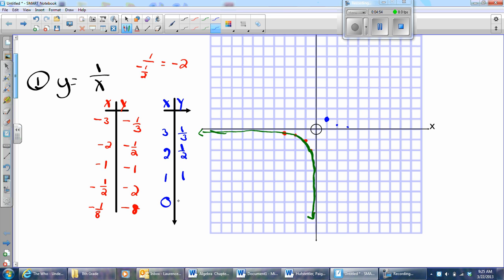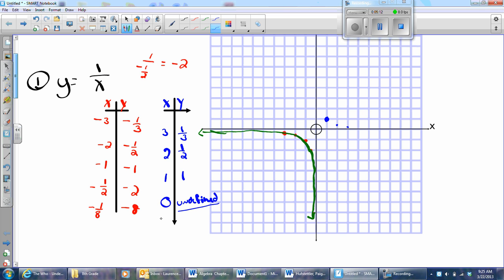What's 1 over 0? And those of you that want to say 0, please have mom boil some pasta and then smack yourself on the wrist with it. This is undefined. You cannot have 1 divided by 0. Undefined. All right, undefined. So we can't do a point there.